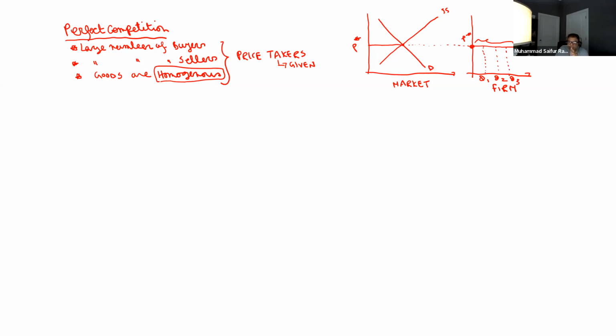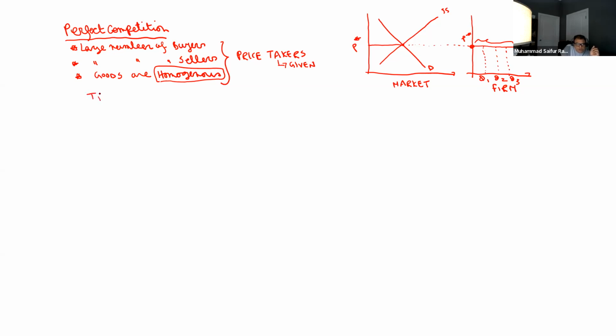Now, having a horizontal demand curve has significant implications for our firm's profit conditions. But before we do that, let us remind ourselves about certain concepts. First of all, I am going to talk a little bit about the marginal revenue curve and average revenue curve.